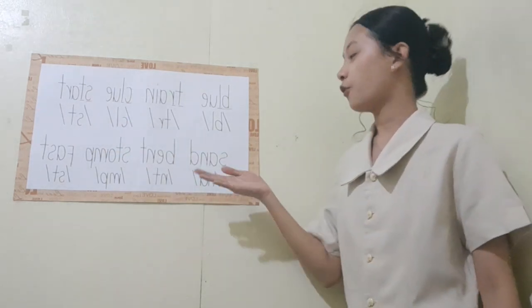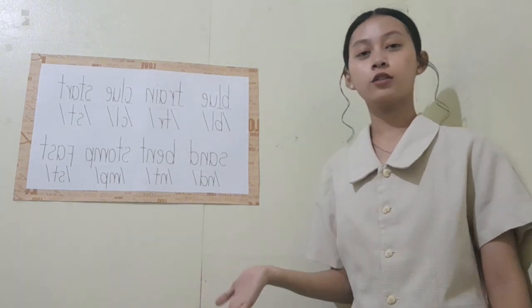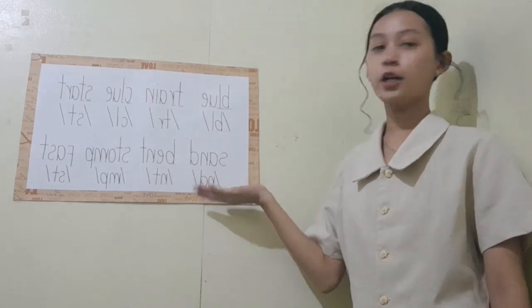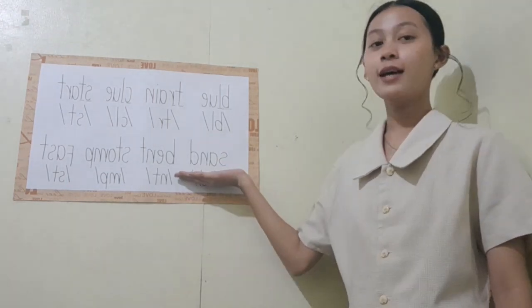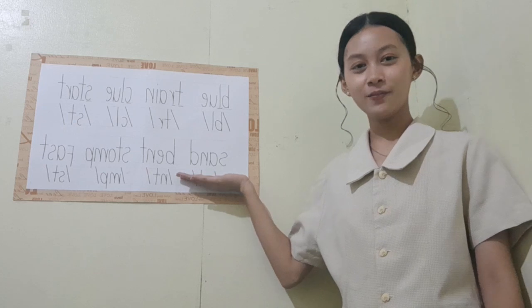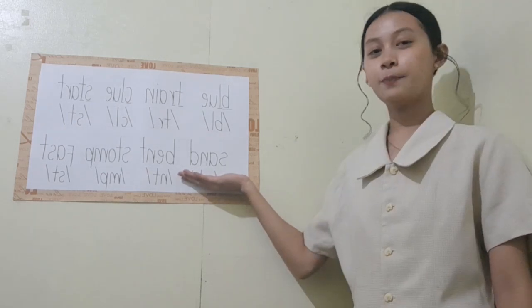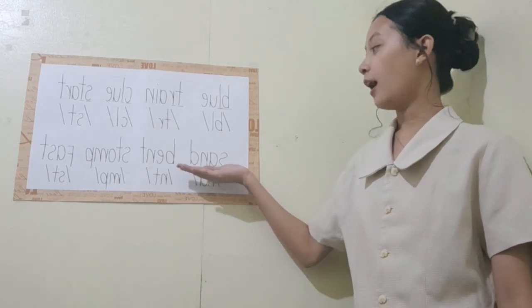Next, for our next example, this is an example in which our consonant clusters can be seen or found at the end part of our word. So for our first example, we have the word sand. Can you say it with me? Sand. Okay, very good. So our sand is spelled as S, A, N, and D.